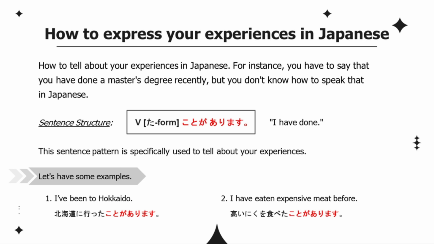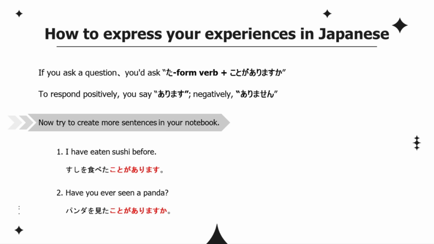Please note that the verb in this sentence uses the ta form. If you ask a question, you'd ask ta form, verb plus koto ga arimasu ka? To respond positively, you say arimasu. Negatively, arimasen. Now try to create more sentences in your notebook.